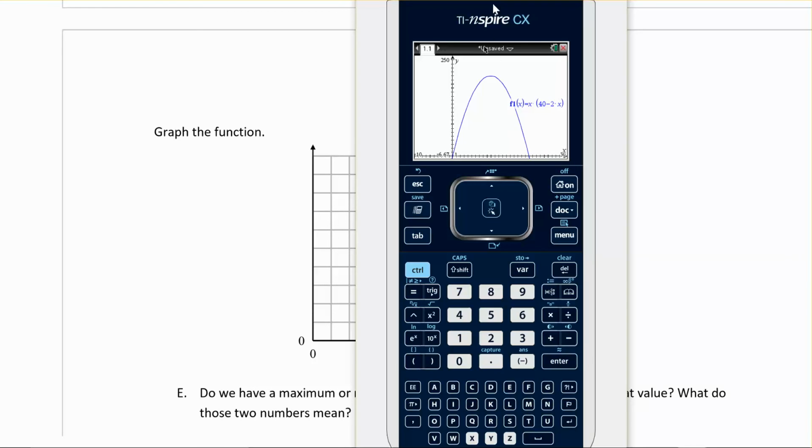There. So now we have a graph like you guys are used to. And we just need to find... Oh, I can't grab that. There. Oh, there we go.